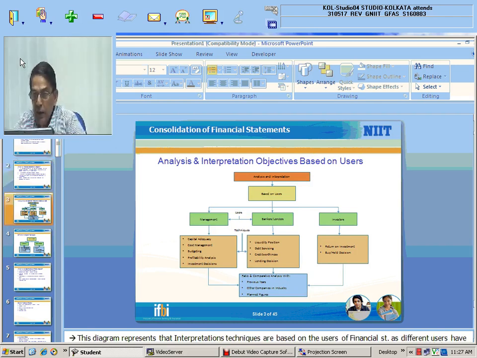So if you look at the analysis and interpretation objective based on users, the diagram here represents it. I think it is not very clear. We need to zoom in on this chart here.